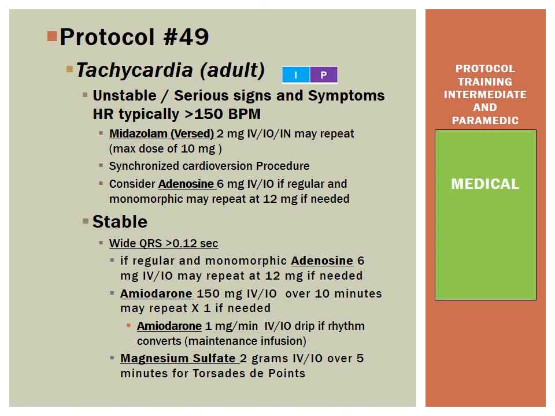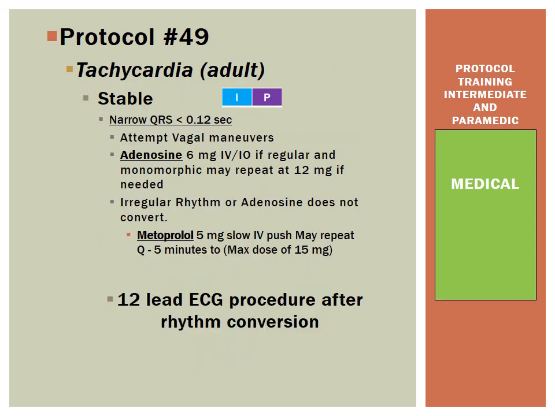milligrams if needed. Also, consider amiodarone, 150 milligrams IV/IO over 10 minutes, and you can repeat that one time if needed. If the rhythm does convert from amiodarone, we need to hang that maintenance infusion of 1 milligram a minute IV/IO. And of course, we need to consider mag sulfate for torsades de pointes, and the dose is 2 grams IV/IO over 5 minutes.